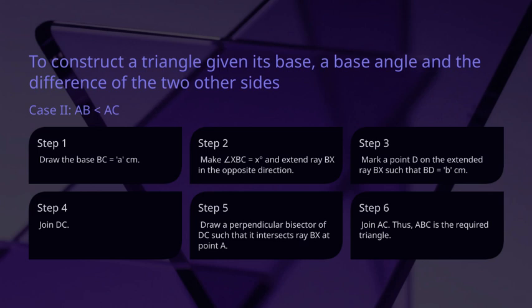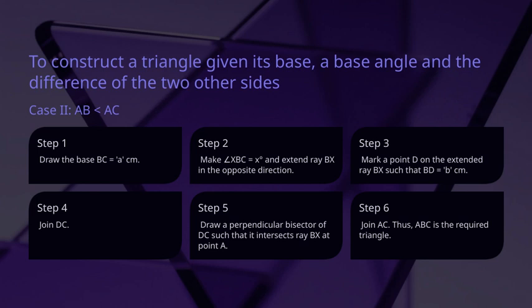Next, we draw a line segment DC, which will be important later in our construction. Then we make an angle at point B, labeled as XBC, equal to x degrees. After that, we extend ray BX in the opposite direction to prepare for the next steps. We mark a point D on this extended ray BX so that the distance BD equals b centimeters. This step is crucial because it incorporates the difference of the two other sides into our drawing.